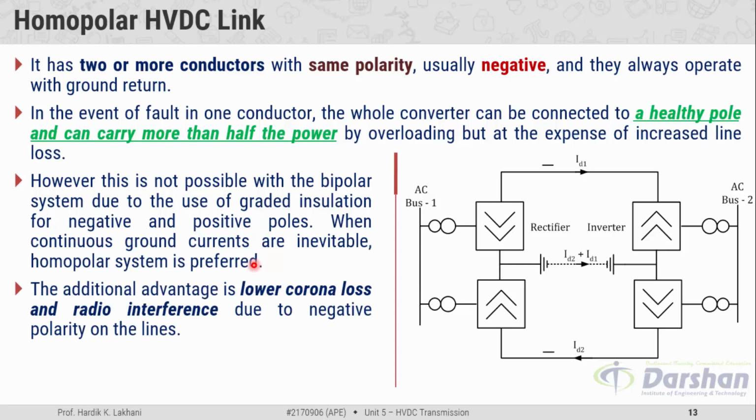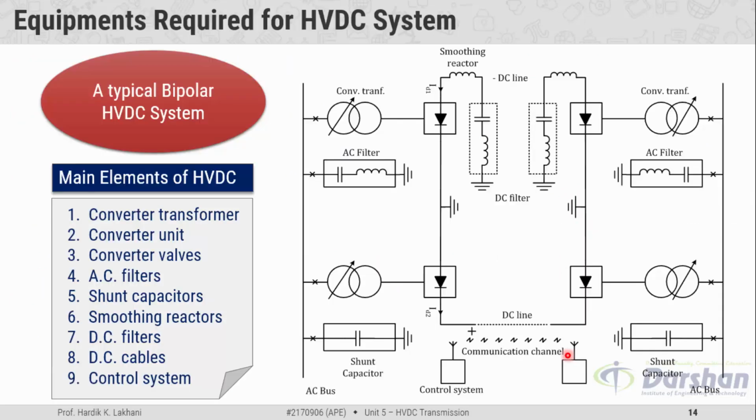The additional advantage is the lower corona loss and radio interference due to the negative polarity on the lines. This is the biggest advantage of the homopolar HVDC link, and hence we use negative polarity on each conductor. Moving ahead, let us understand the equipment required for the HVDC system.